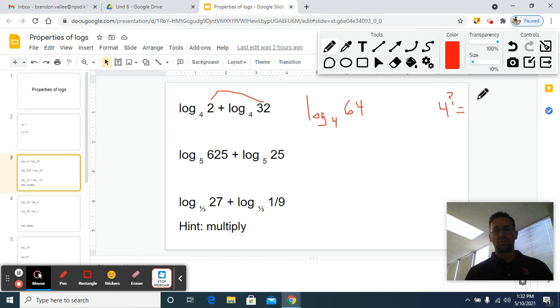equals 64. So 4 times 4 is 16. 16 times 4 is 64. So 4 to the third power is 64. So the answer to this one is 3. And again, I recommend going back and trying these the same way. Multiply these two numbers.